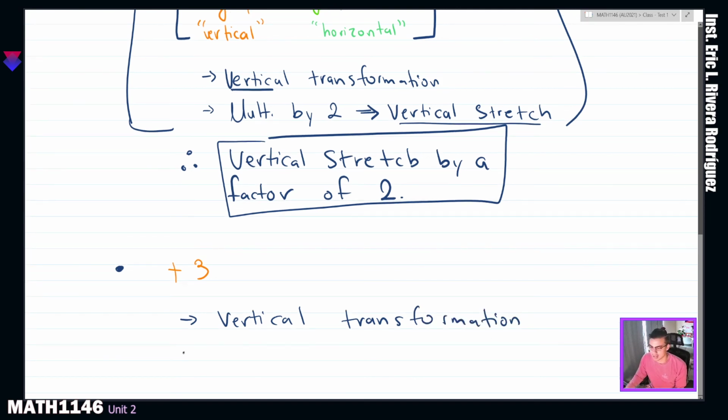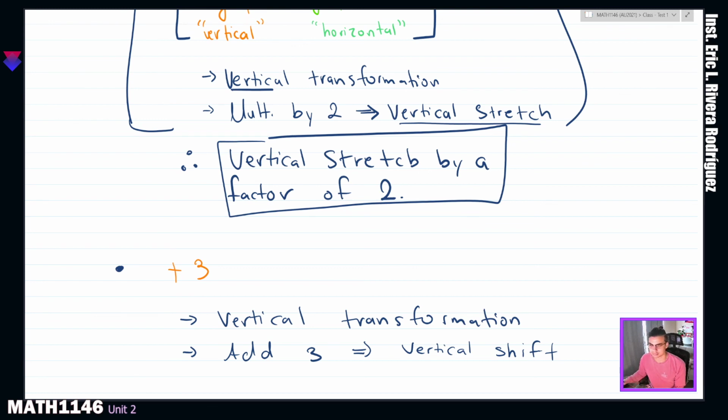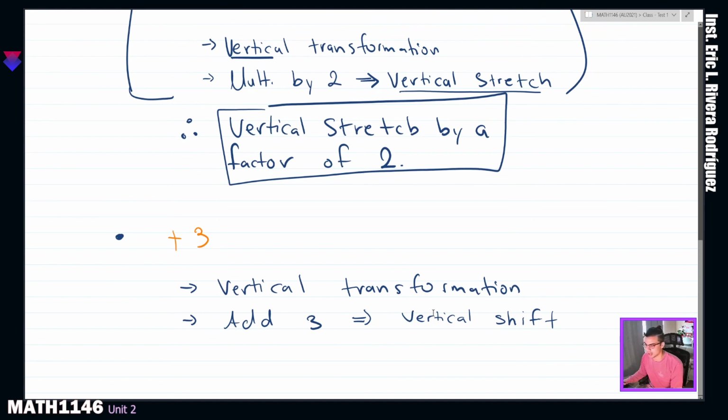Okay, and the operation that we have is adding 3 to f of x. That means a vertical shift. So vertical shift, right? Again, this is going to be the explanation.